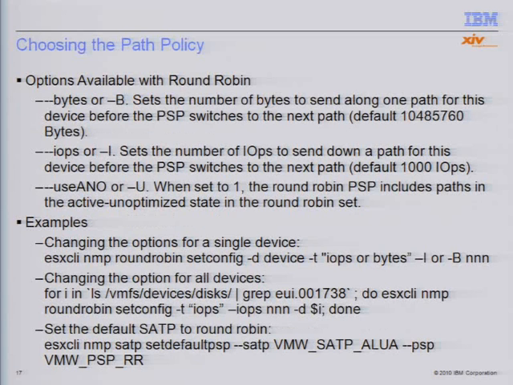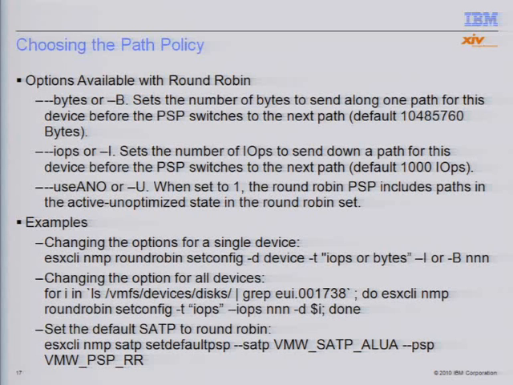Some of the options with round robin: you can tweak it a little bit, by bytes or by IOPS. The default for bytes is 10 megabytes, and the default for IOPS is 1,000 IOPS. Some vendors recommend changing that down to 1. I would follow your vendor's recommendations. Changing it down to 1 will guarantee that after every I/O, it'll pick a new path, so you're guaranteed that it'll be balanced across all of them. But I found setting it at the default for an XIV array hasn't had any negative impact at all.